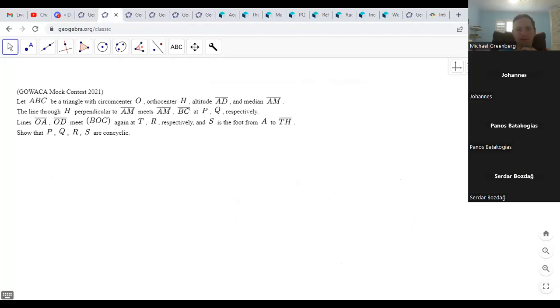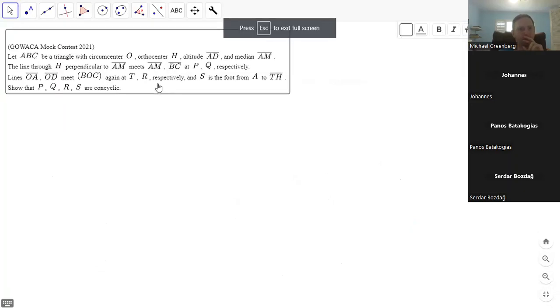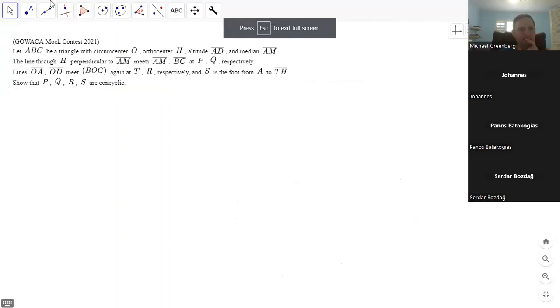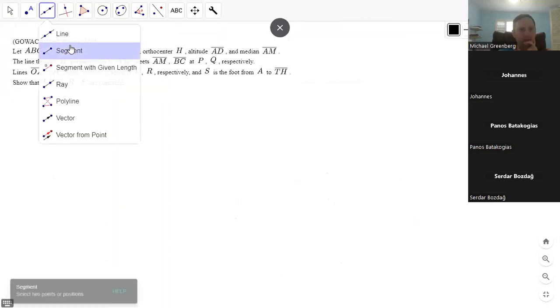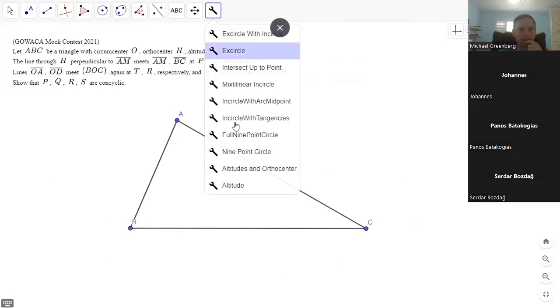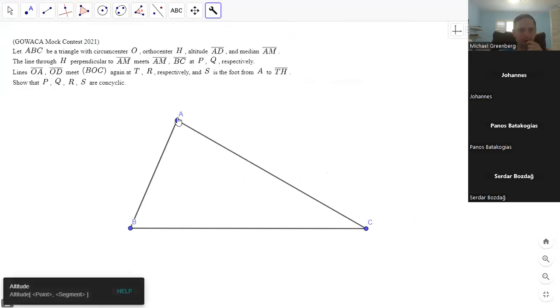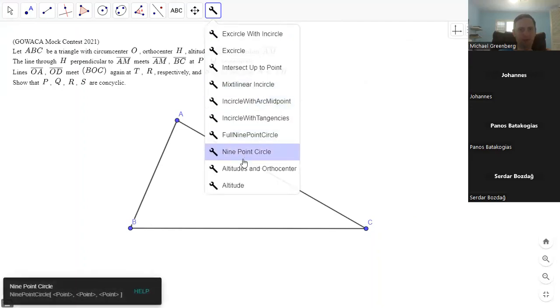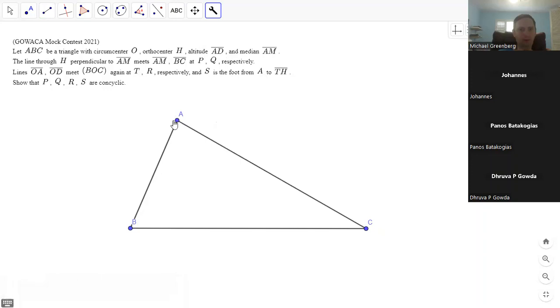Yeah, this problem, I think we might have done this before, but I don't remember it that well. So we have a triangle with circumcenter O, orthocenter H, and we draw the altitude and the median. So let's see what I can do with that. Actually, if we're going to draw the orthocenter, might as well draw all of them.